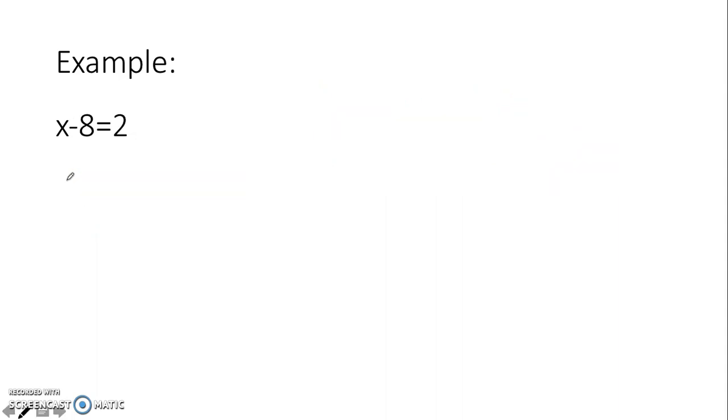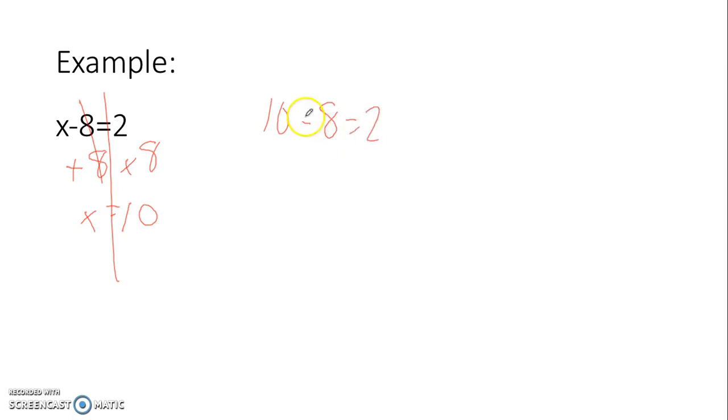Alright, so now let's look at some subtraction problems. So it's the same steps, but this time the opposite of subtraction is addition. So x minus 8 is equal to 2. So if it's a minus 8, we have to add 8 on both sides to cancel it out, to isolate the variable. So negative 8 plus 8, cancel it out, you just get x. 2 plus 8 is 10. Let's check our work. 10 minus 8 is equal to 2, and yes, that is true. We're good to go. X is equal to 10.